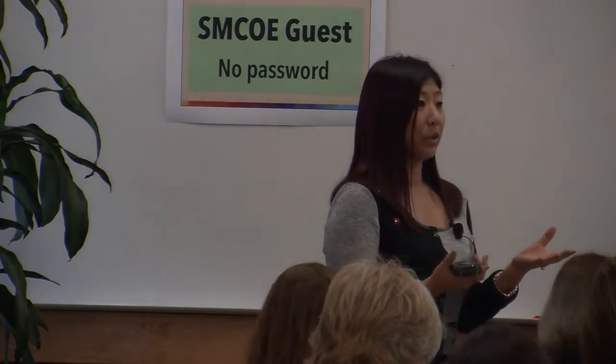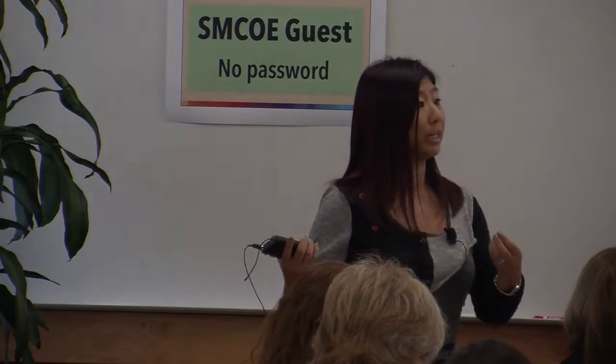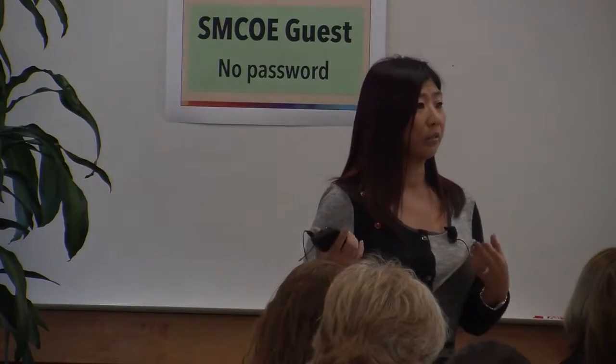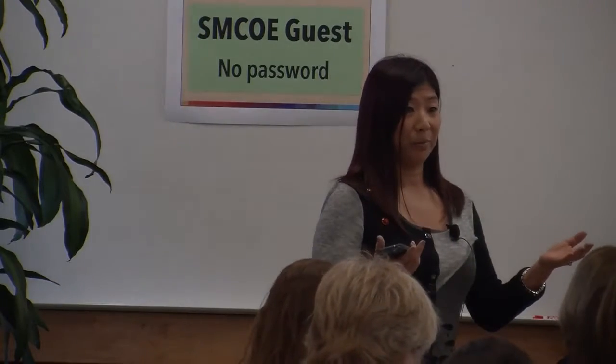And then lastly, reader and task. When we have a piece of complex text, we also have to examine what's the background knowledge of our students, what motivation do they bring to the task, and specifically, what are we asking them to do? So what is the task? What's the cognitive rigor involved in your assignment?